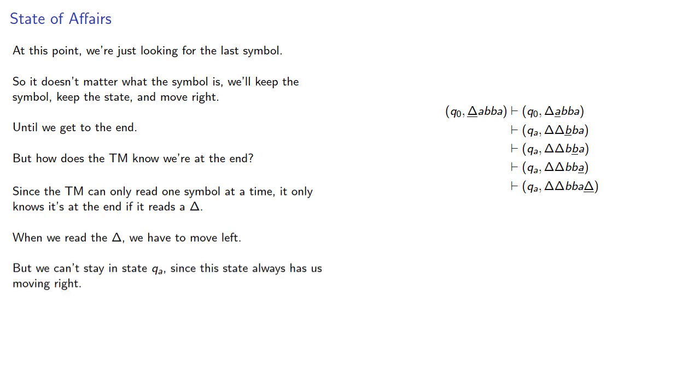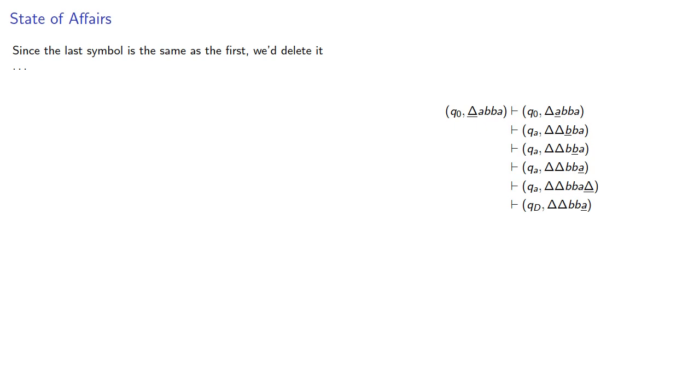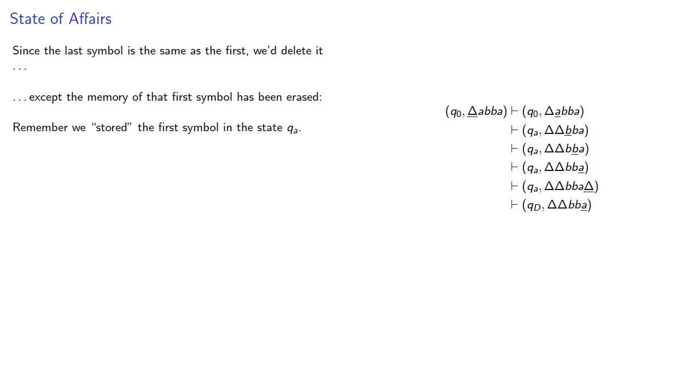But note that we can't stay in the state QA since that state always has us moving right. So we need to change the state to a new state QD, which might delete the last symbol. Now, in this case, since the last symbol is the same as the first, we delete it, except the memory of that first symbol has been erased. Remember, the only storage we have is the state of the machine, and all QD tells us is that we are ready to delete a symbol. So we need a delete state that's specific to that initial symbol, and so we'll call it QDA.